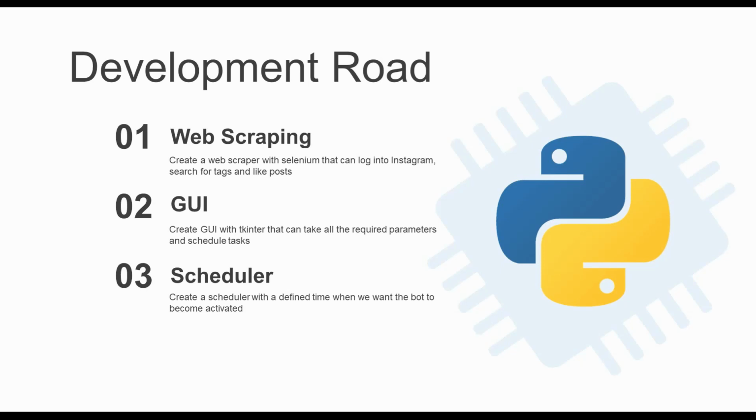After we have developed the core functionality, we are going to create the GUI that I just showed you, in order to make it easier to interact with the bot. And in the end, we are going to create a scheduler that can actually schedule the tasks for a certain time. So we don't only run the bot when we execute the program or click on something, but rather we give a date and the bot runs on that date.